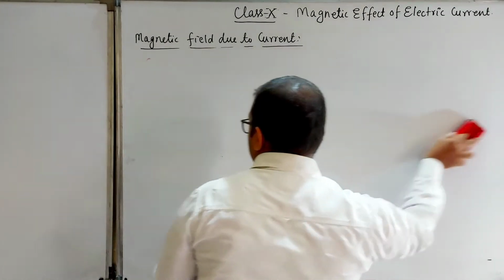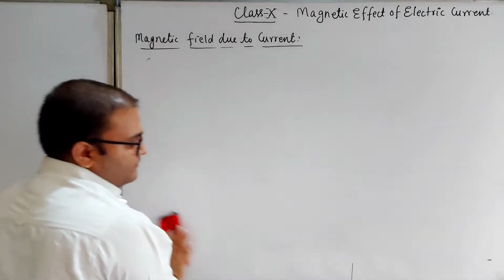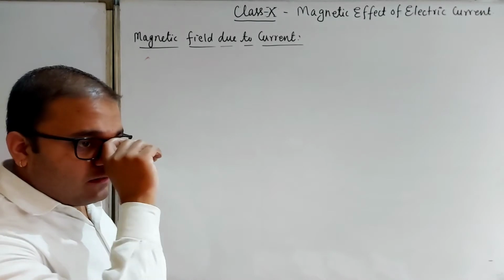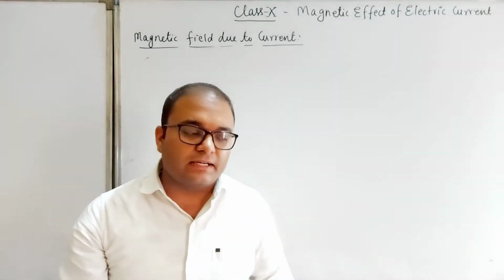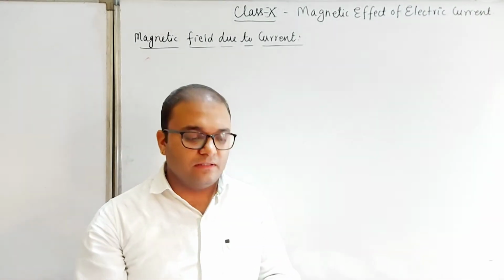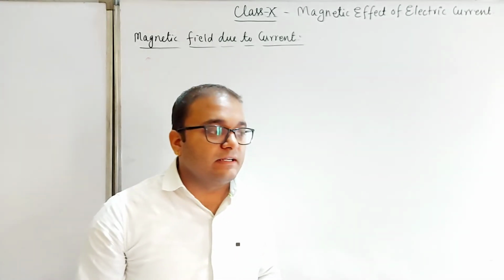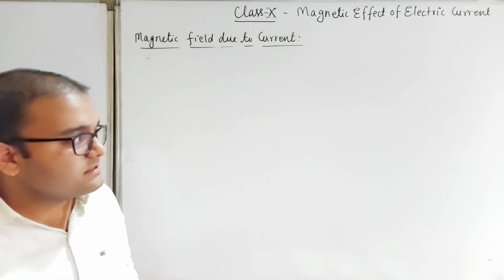A current carrying conductor produces a magnetic field. Okay, now what is the pattern of the magnetic field, what is the value of the magnetic field due to a current carrying conductor, and how can we determine its direction?